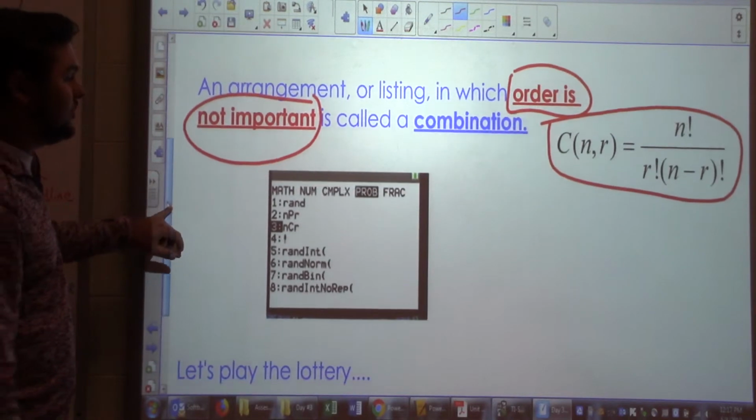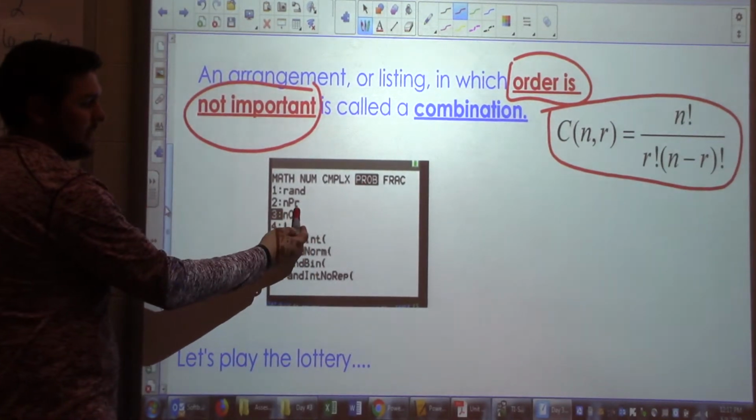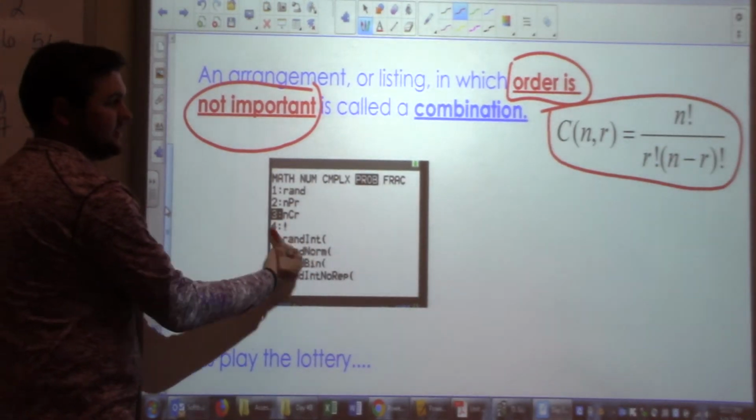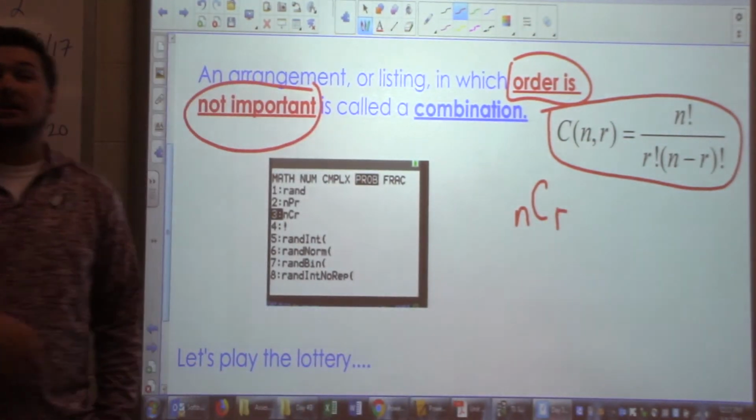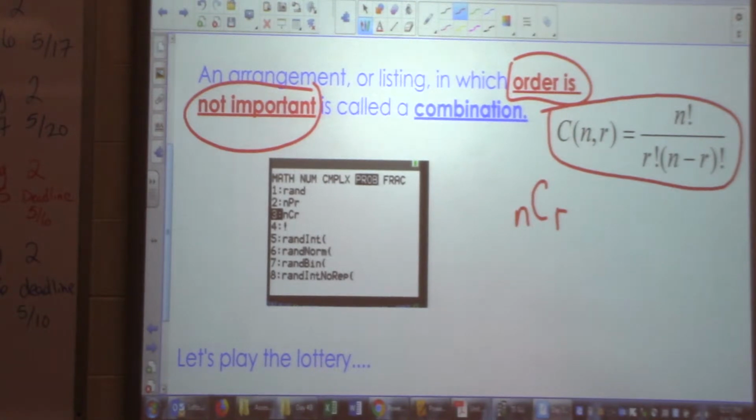So same thing, if you go into your calculator under probability, right underneath NPR is NCR. Right? Same thing can be written as NCR. And that's how you're going to find it in your calculator, NCR. Combination, n things chosen r at a time.